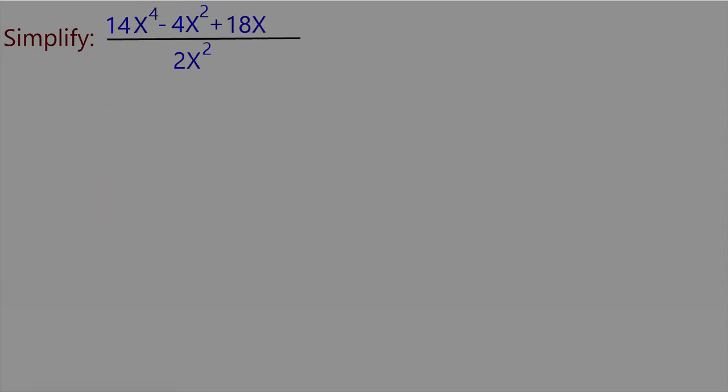For this example, we also want to separate the terms into fractions. We have 14x to the 4th power divides into 2x squared. We write back this minus sign, and write 4x squared over 2x squared. We carry back this plus sign, and write 18x over 2x squared.